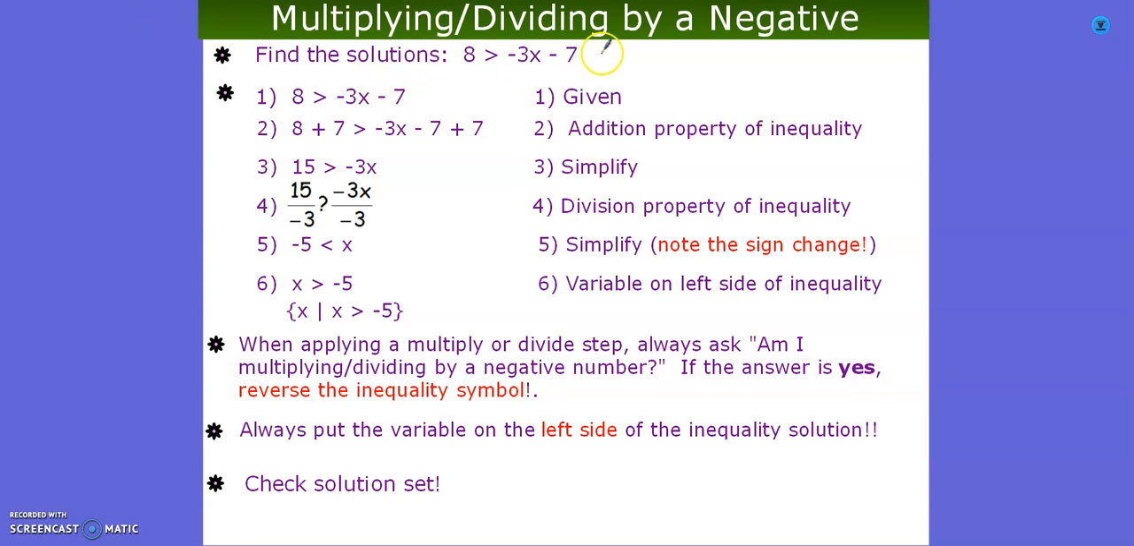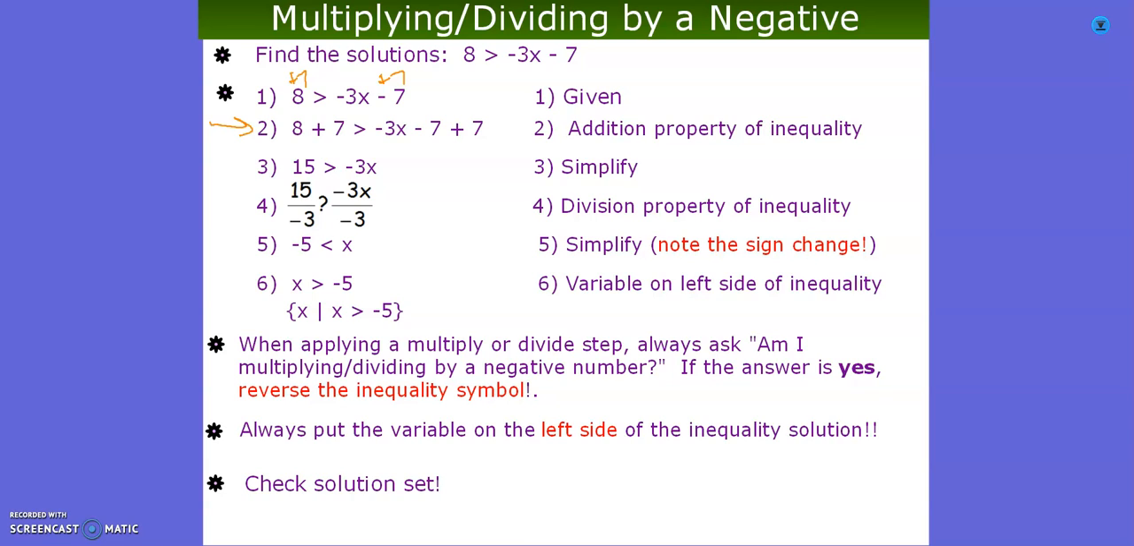When we multiply or divide with a negative number, that means that the coefficient of x is negative. We're going to need to flip our inequality symbol. So let's take a look. We've got x greater than negative 3x minus 7. We'll take this step by step. Our first step is going to be to add 7 on both sides, and that's what you see in step 2. That's our addition property of inequality. And then we just go ahead and simplify for step 3. We get 15 is greater than negative 3x.